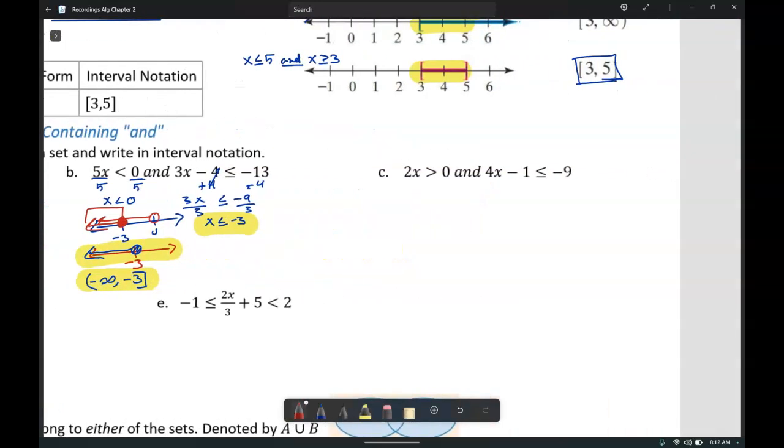Let's go ahead and take another. Solve our inequality. Solve our other inequality.